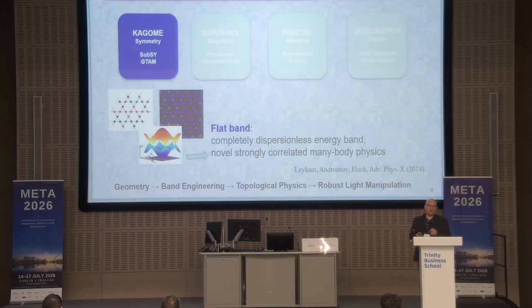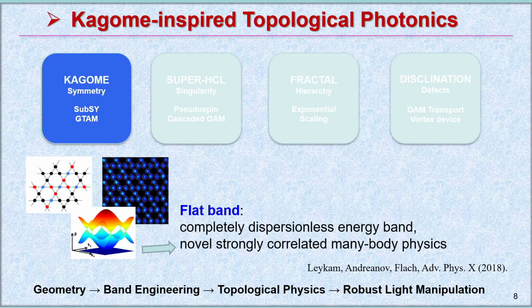Okay, now going back to the topic today. The first part is the Kagome lattice. Apart from this Japanese basket, the keyword here when we go to the physics is the flat band. The flat band is a completely dispersionless energy band. Because the electron is bound in the flat band, it has strong interaction. So this leads to many behaviors of strongly correlated many-body physics.